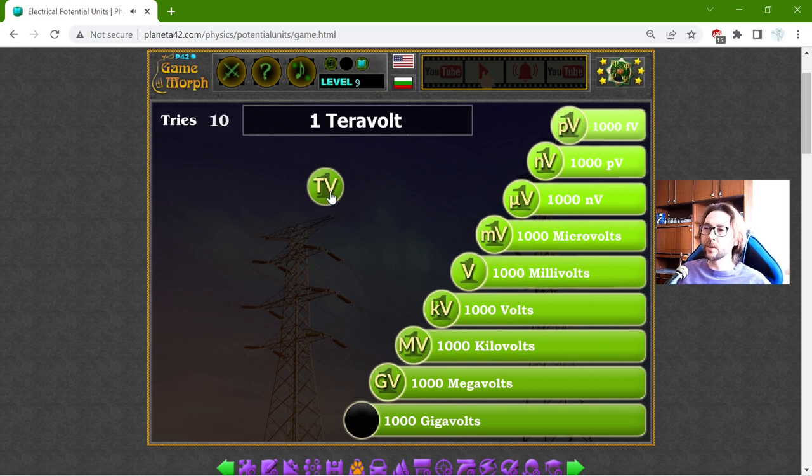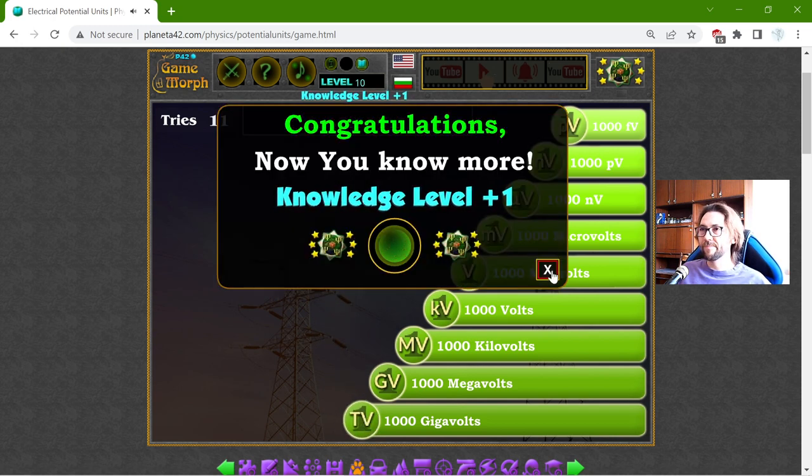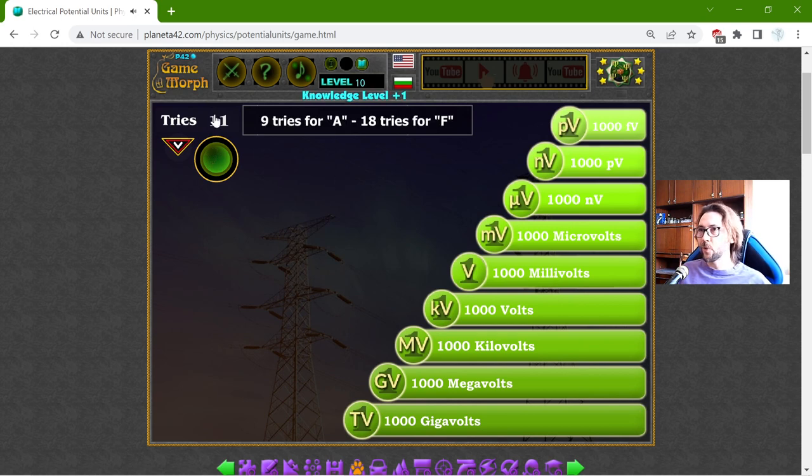And 1 teravolt should be equal to 1000 gigavolts. This time it's correct. Well, not very good. But this should be the warming up for the comparison in the electrical potential in the next video.